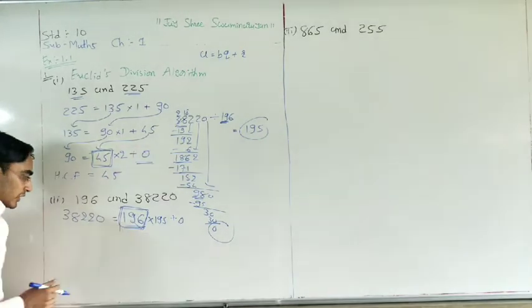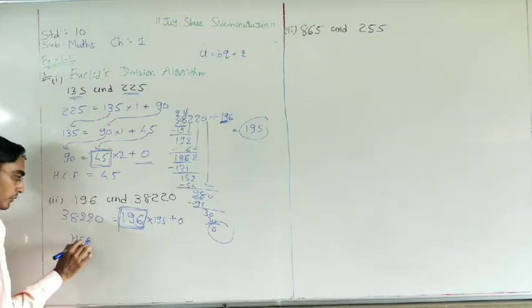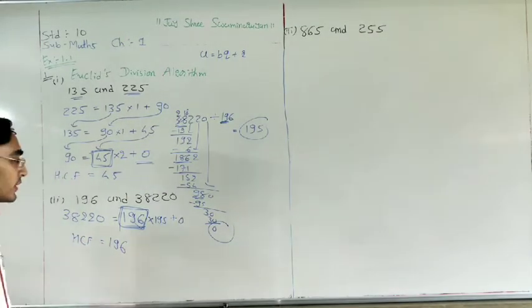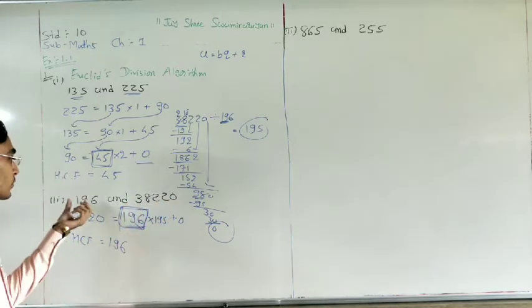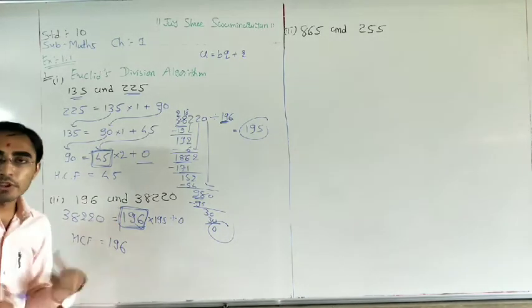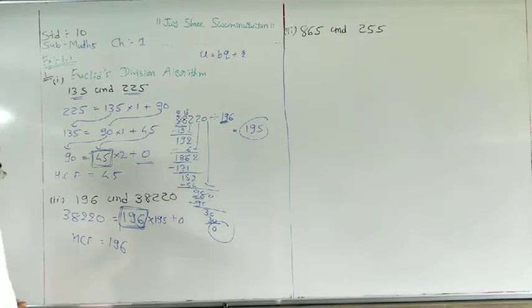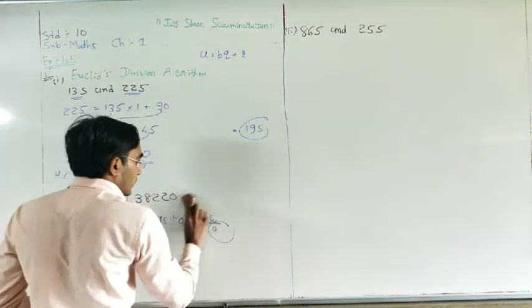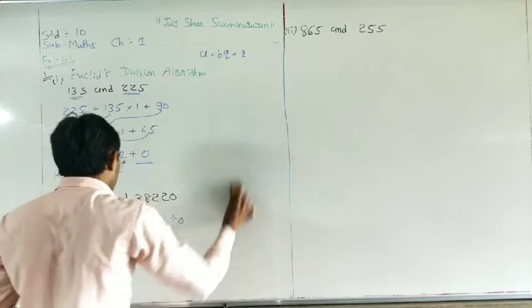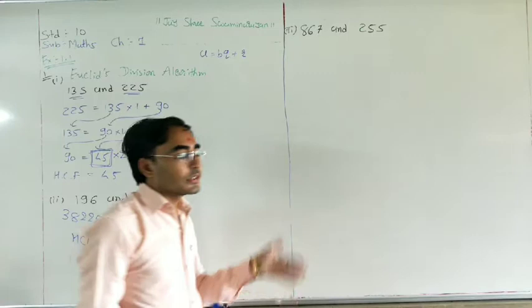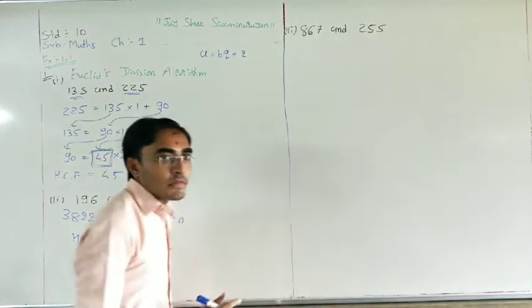So your SCF is equal to 196. It means that, sorry, 196 is one factor of 38220. That's why we get here 196. So this is a very easy question because we solve it in the one step only. Then next is question number 3.